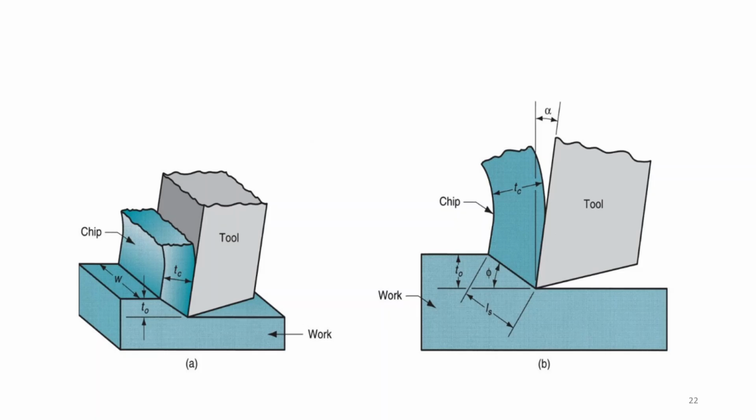Okay, so this is how your tool is. In between tool and chip there is a particular angle, that's alpha, and this is the chip that is formed. Okay, this is the undeformed or unmachined part, and this is the finished or machined part. So here the particular tc, that is the thickness of the chip.